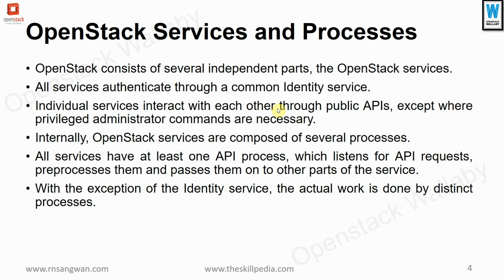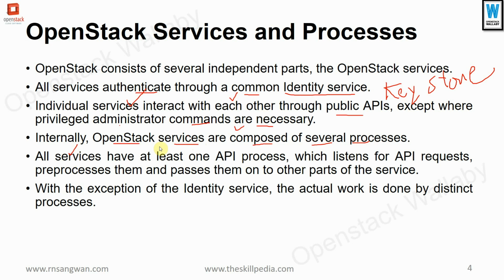OpenStack services and processes. Let me explain them in detail. OpenStack consists of several independent parts known as OpenStack services, which were listed in the previous figure. All services authenticate through a common identity service named Keystone. Individual services interact with each other through public APIs, except where privileged administrator commands are necessary. Internally, OpenStack services are composed of several processes.